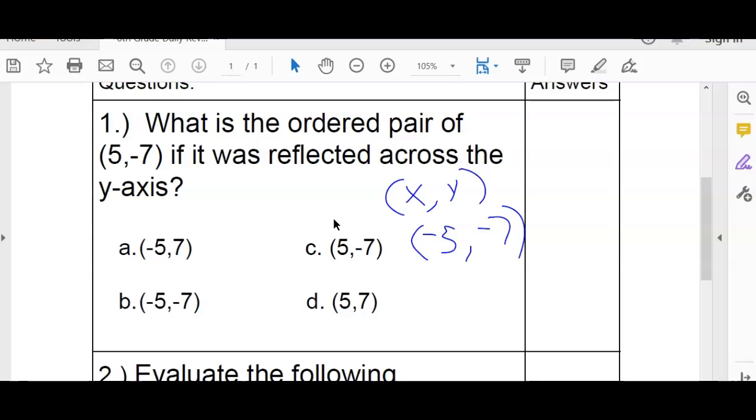Reflect across the x stays the same. Reflect across the y stays the same. Reflect across the x stays the same. Reflect across the y stays the same.